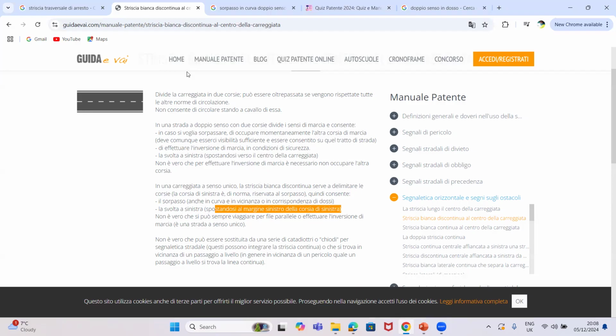Now, I'll ask a question. Let me repeat this one again. I want you guys to understand the difference. On this particular one, senso unico standard, if you want to turn to your left, you have to shift and stay very close to the margin line of the left lane. Now, Mr. Justice, if it is strada doppio senso, and it is a continuous line. Hold on. And it is a continuous line.